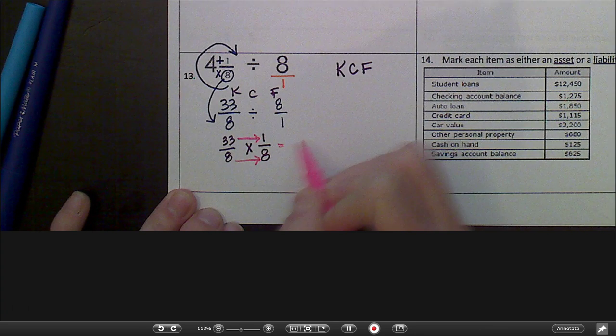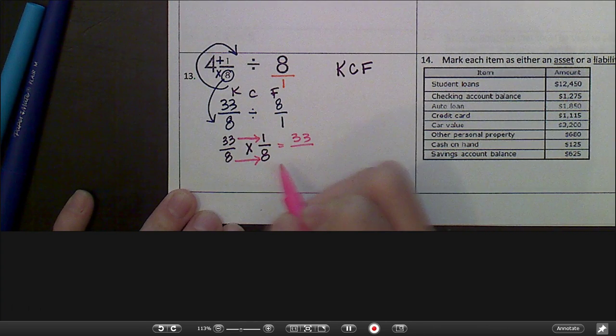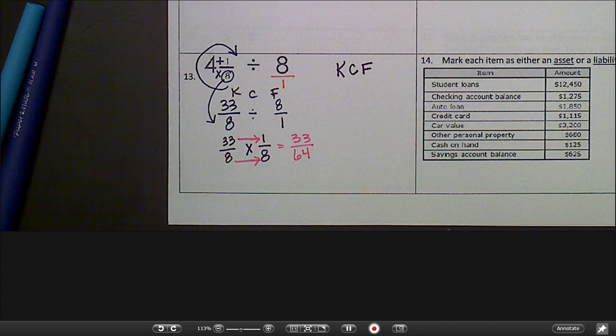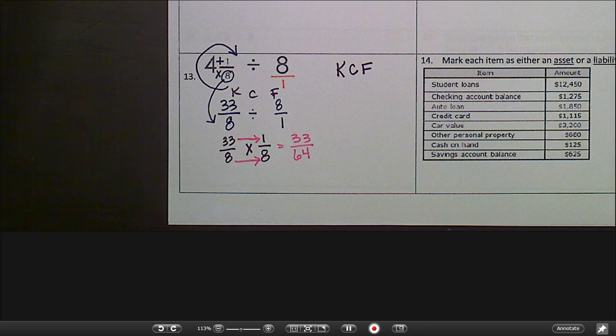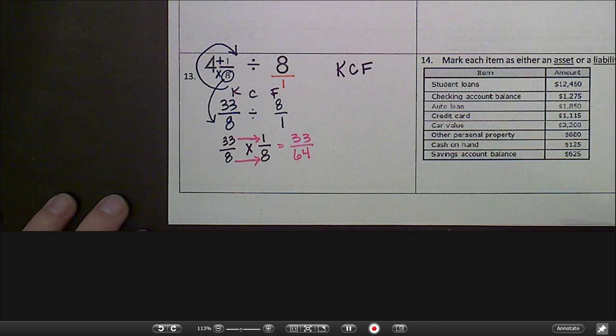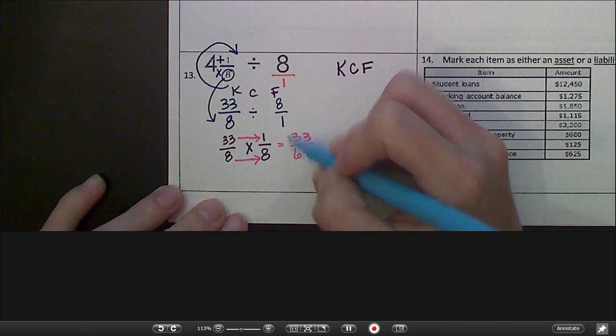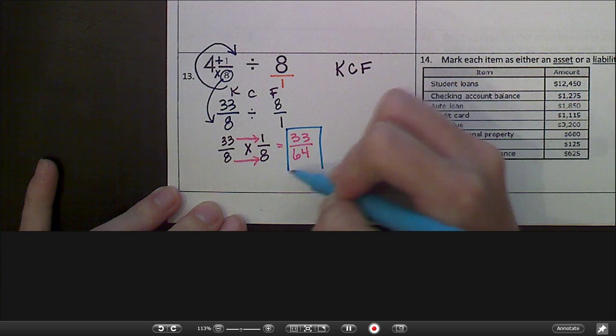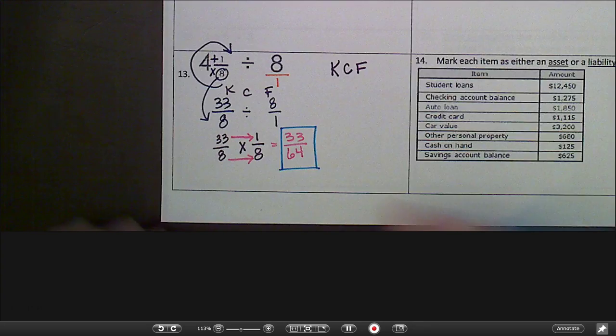33 times 1 equals 33. 8 times 8 equals 64. So now we got 33/64. So we may be able to simplify here. I know that 3 goes into 33. 64, I think 3 might go into it. No, it doesn't. Okay, hold on. Let me think. You can't simplify it. Alright, but Cindy just let me know. You cannot simplify this, so you can just leave it as is. Those are the easiest ones, and you don't have to worry about messing with the answer.